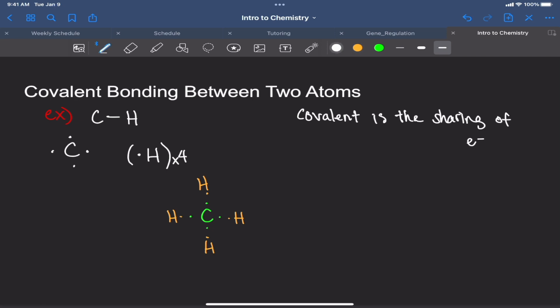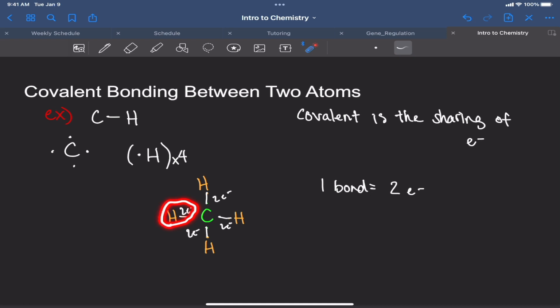And now, as we can see, these two will form a bond, these two form a bond, these two form a bond, these two form a bond. And if we count, right, each bond, so one bond equals 2 electrons. Here are 2 electrons, 2 electrons, 2 electrons, 2 electrons. Each hydrogen here is surrounded by 2 electrons. Remember, everything is being shared.